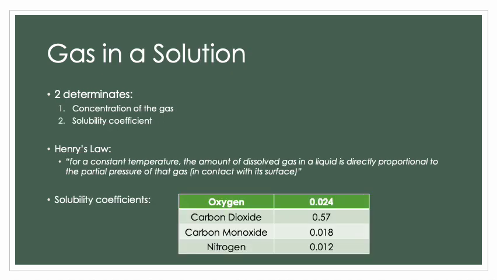Gas in a solution. So there's two determinants for gases to move from being in a gas state to a liquid or solution state. The determinants are the concentration of the gas and a solubility coefficient. And Henry's law helps define this. So for a constant temperature, the amount of gas dissolved in a liquid is directly proportional to the partial pressure of that gas. And solubility coefficients are listed here for you for oxygen, carbon dioxide mainly, which is why I wanted to include this chart.